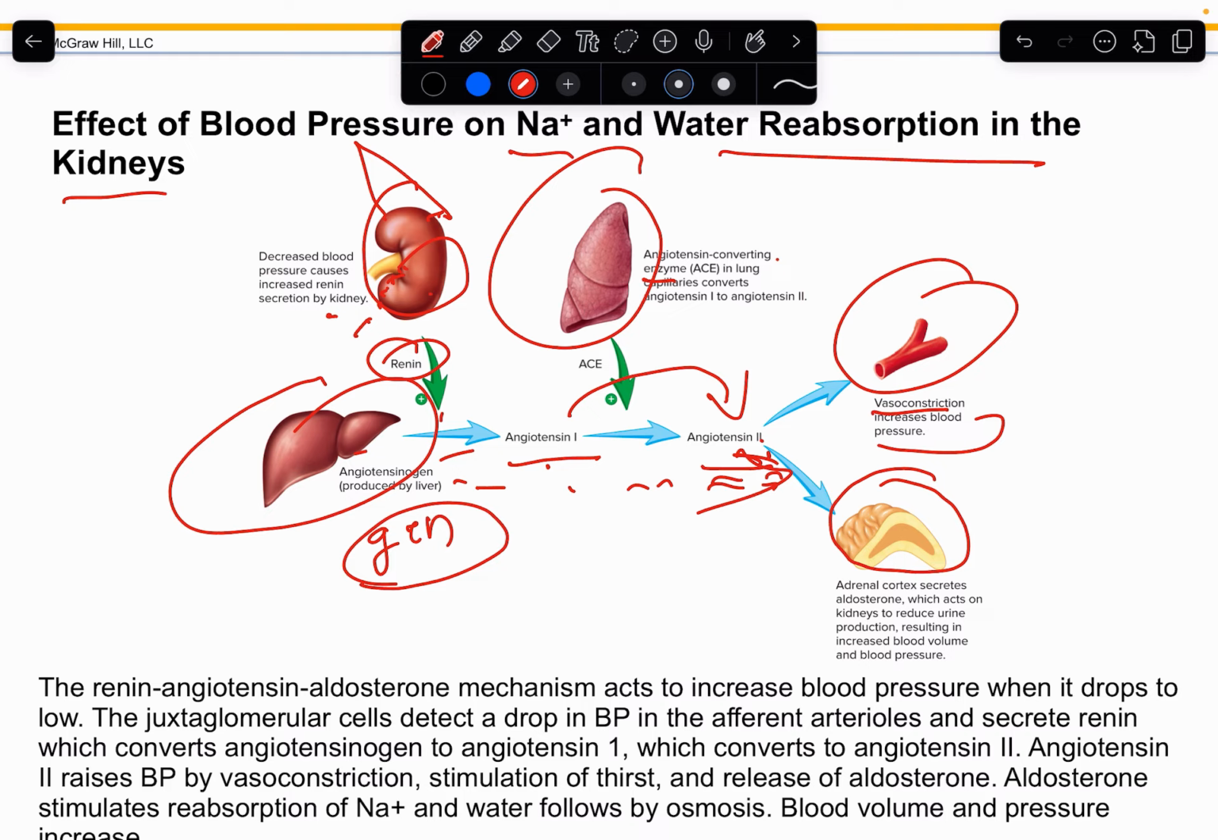Then the adrenal cortex secretes what? Right now you remember, aldosterone. So that will decrease the urine production. That means they take up sodium and water absorption.